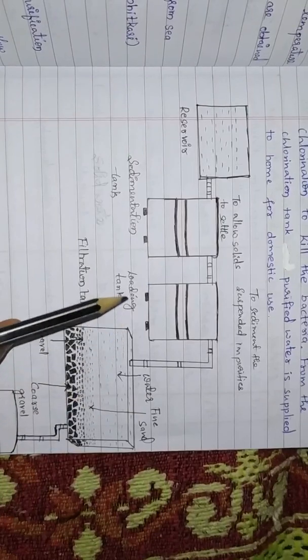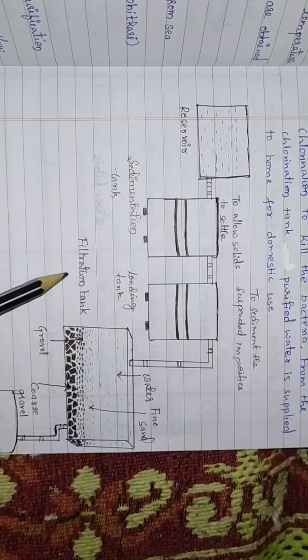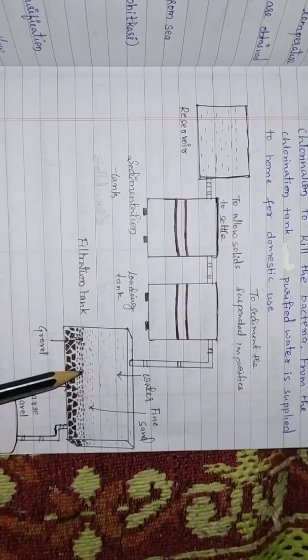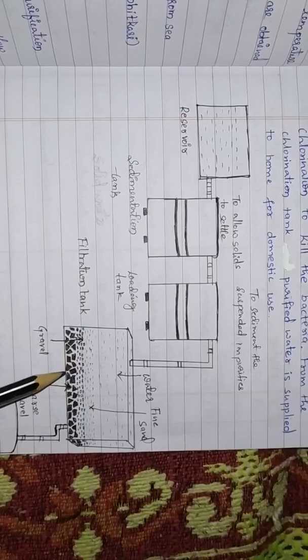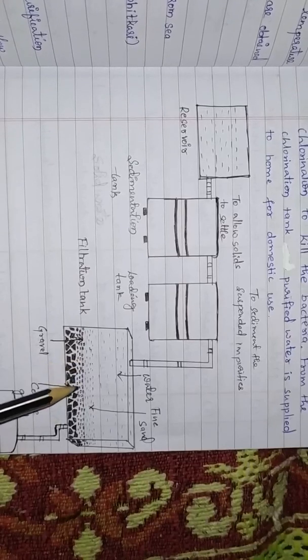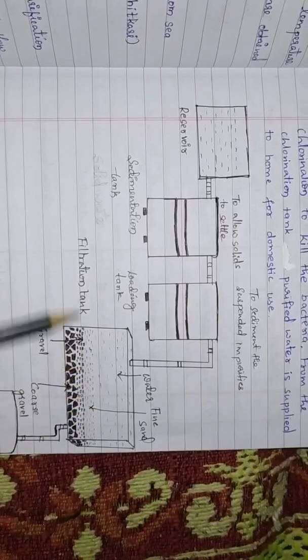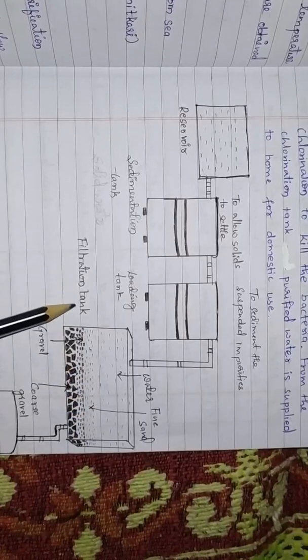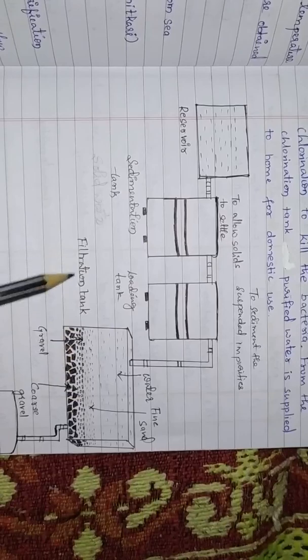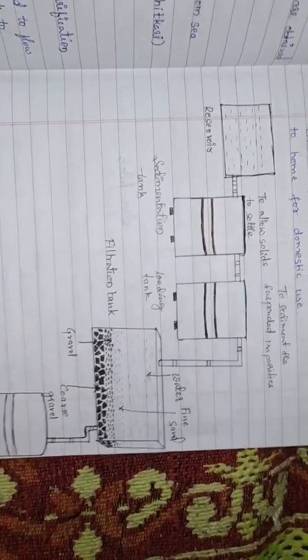So from the loading tank, water is allowed to flow into the filtration tank. Here the water gets filtered, and the small suspended minute particles get settled here. Next, from the filtration tank, water will flow to the chlorination tank.